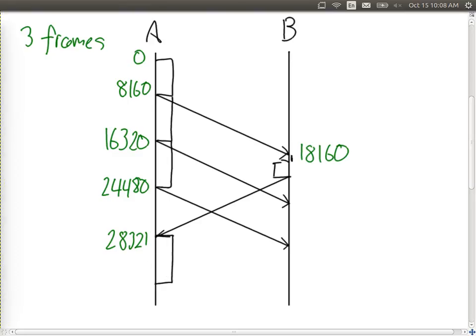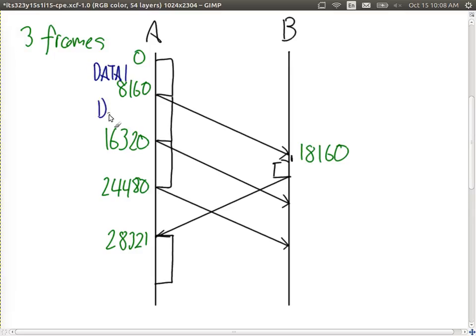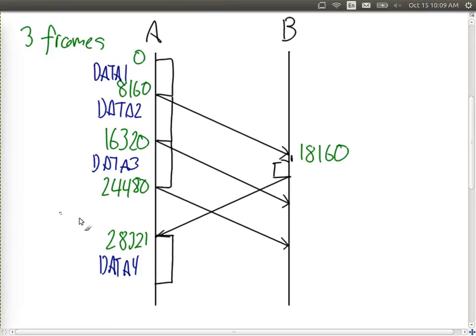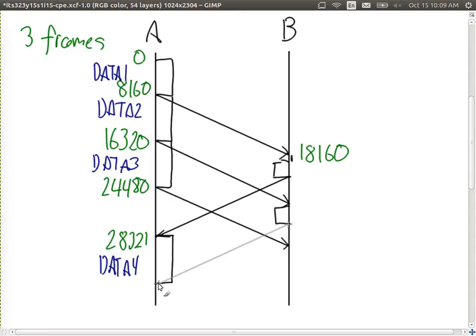So if we put numbers to these, this would be data frame data 1. We'll not draw the entire timing. Data 2. This is no longer stop and wait. This is a modified protocol where we can send 3 at a time. Data 1, 2, 3, stop, now wait for the ACK. Get the ACK allows us to send one more. Data 4. And if everything's the same, then essentially after sending data 4, we should get the ACK for the next frame.